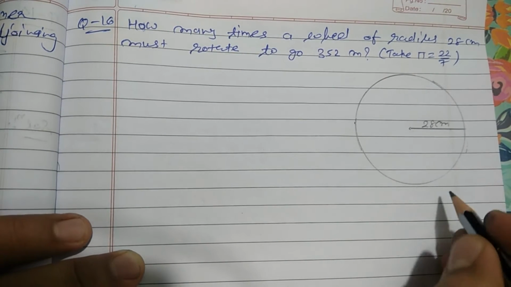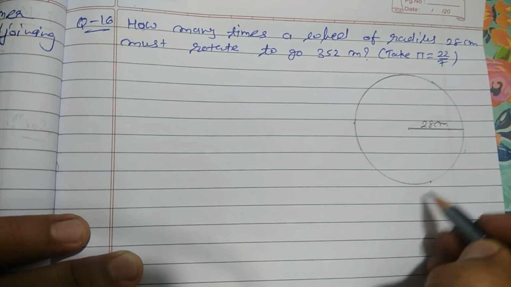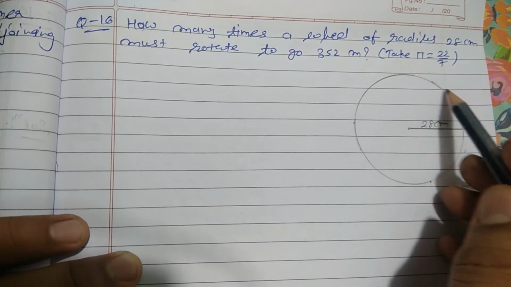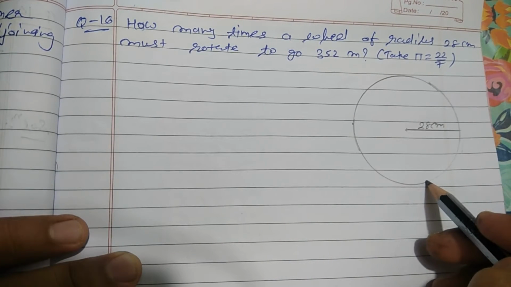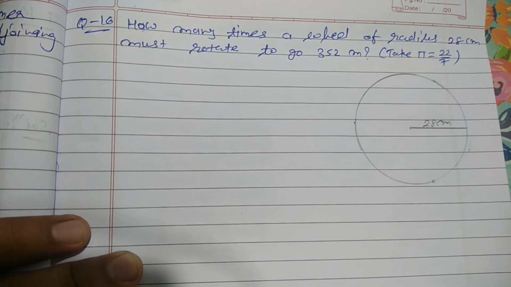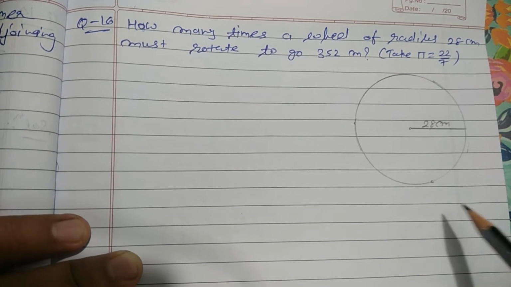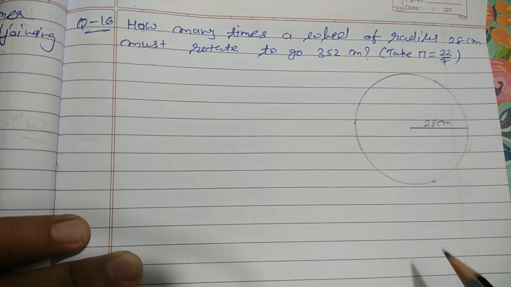Now rotation means that when the wheel turns from this point, it covers this circular region, and when this point comes again, it is called one rotation. And this one rotation is nothing but the circumference of the wheel. We have the radius, so we can find the circumference of the circle. That means here the wheel.